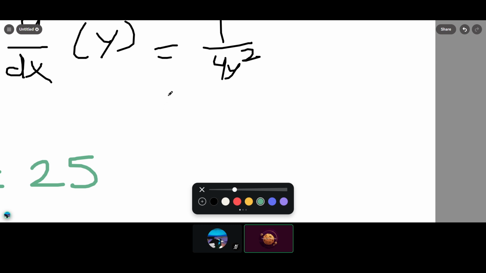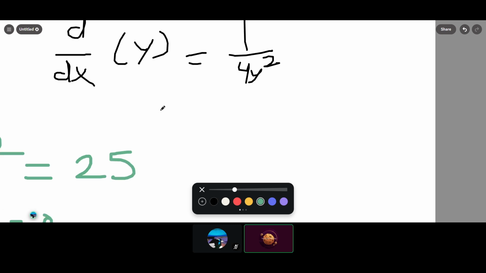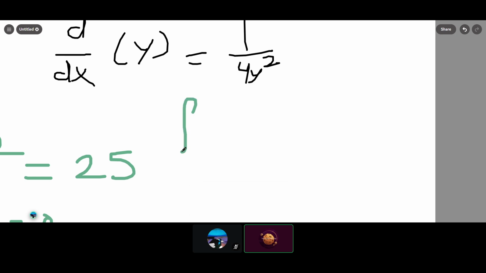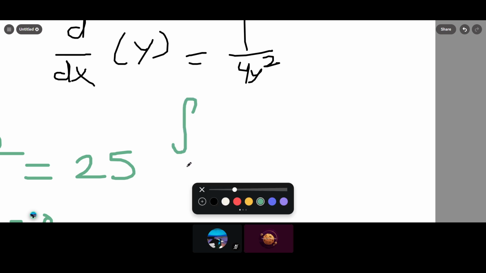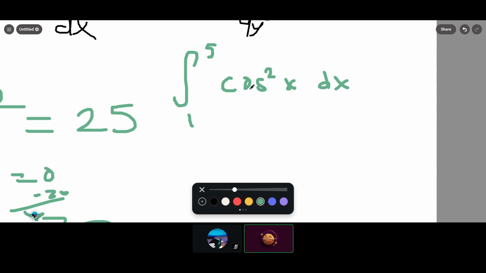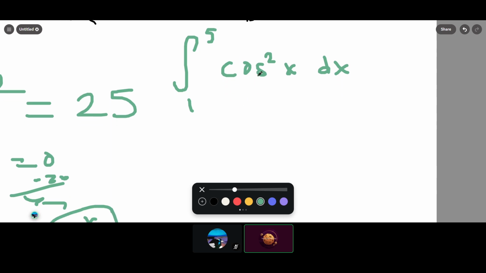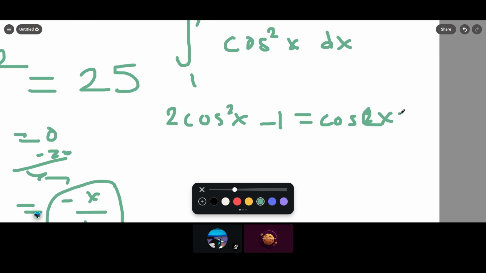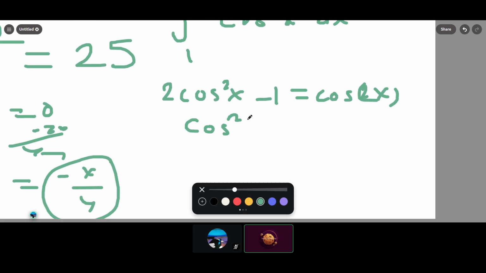So we're gonna be doing one last problem before we end the video. We're gonna be doing the integral from 1 to 5 of cosine squared x dx, with respect to x. So we cannot do the integral of cosine squared x. We're gonna have to rewrite this. So we're gonna be using our trig identities. So we know that 2 cosine squared x minus 1 is equal to cosine 2x. And we have to solve for cosine squared x, which is equal to (cosine 2x plus 1) over 2.